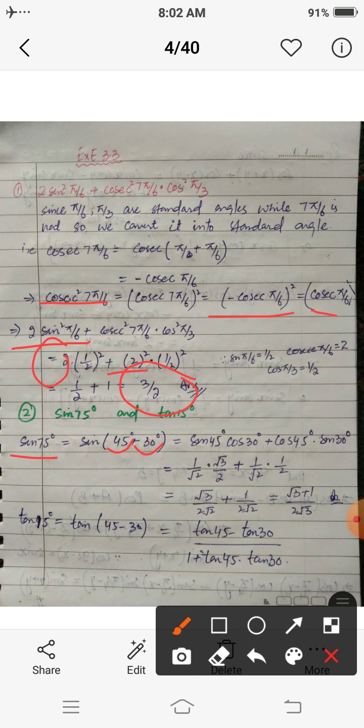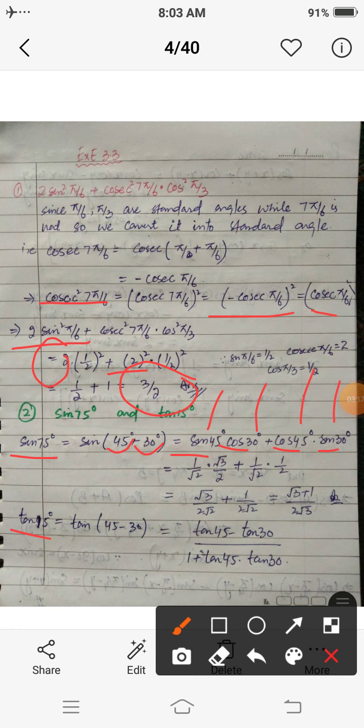You know that sin(A + B) is sin A cos B + cos A sin B. So all these are standard angles: sin 45, cos 30, cos 45 and sin 30. Substitute the values of these. The value of this becomes (√3 + 1)/(2√2)... simply as obtained.